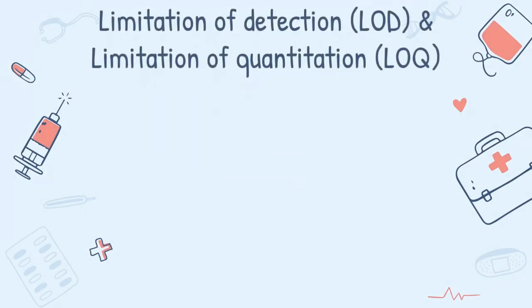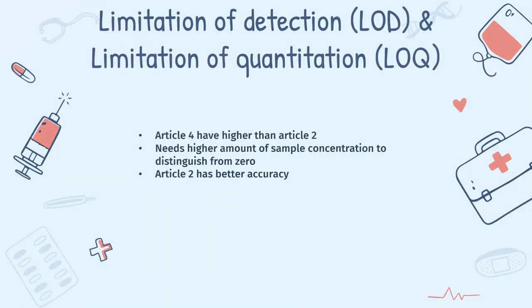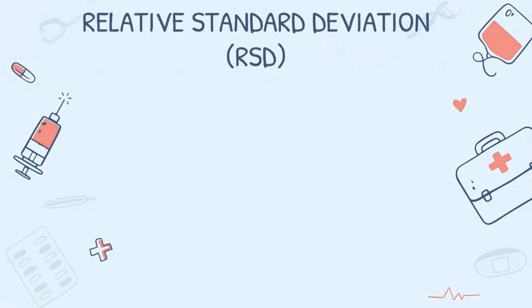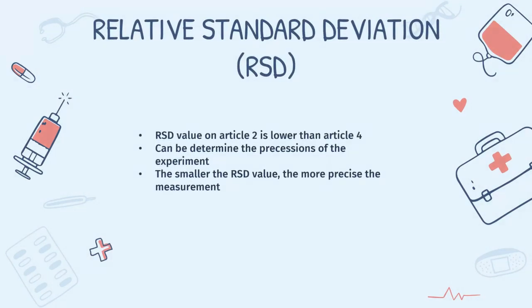From the data, Article 4 has higher LOD and LOQ values compared to Article 2. The result indicates that Article 4 needs a higher sample concentration in the process to distinguish from zero. Therefore, Article 2 has better accuracy to determine the amount of vitamin C. Next, the data also show that the RSD value of Article 2 is lower than Article 4. It is important to know the RSD value to determine the precision of the experiment. The smaller the RSD value, the more precise the measurement. Thus, Article 2 shows better precision.